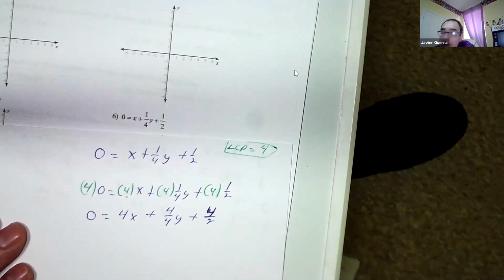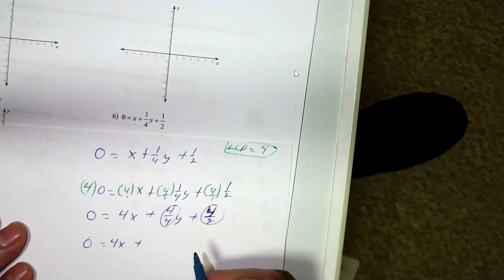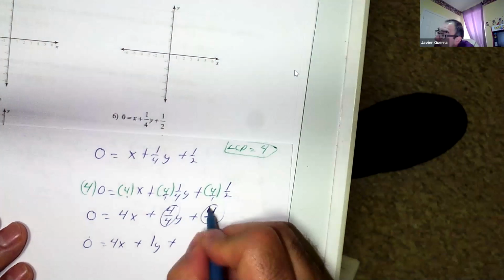I go back and I can simplify the fractions. What is 4 over 4 equal to? 1. And what is 4 divided by 2? 2. Okay. So I have 4x plus 1y over y plus 2.